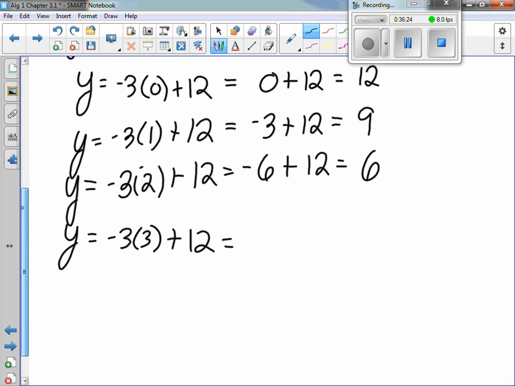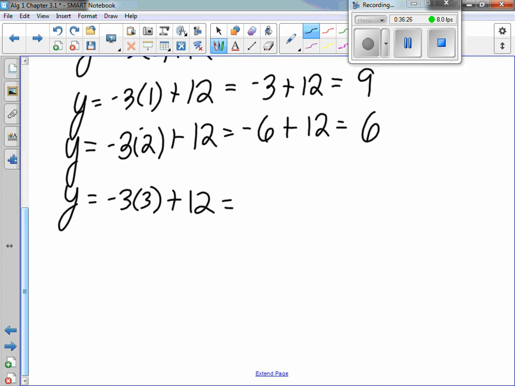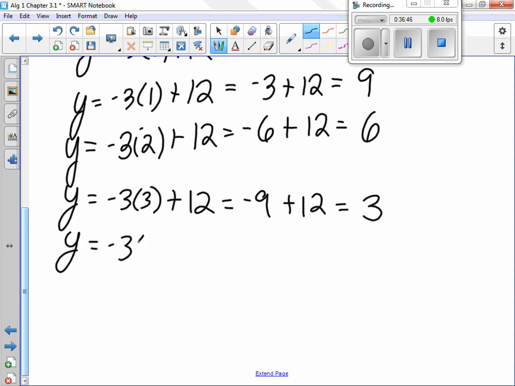Then we're going to do it with 3. Negative 3 times 3 is negative 9. And negative 9 plus 12 would give us 3, yes? Any questions on any of this so far? And lastly, we want to check this with 4, because negative 3 times 4 is negative 12, and negative 12 plus 12 is 0, yes?